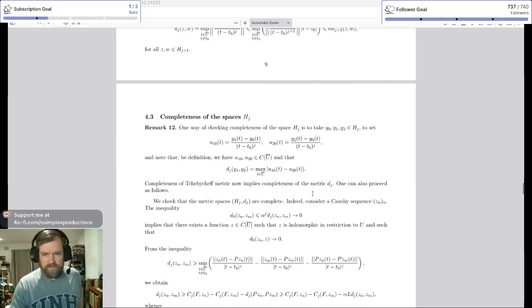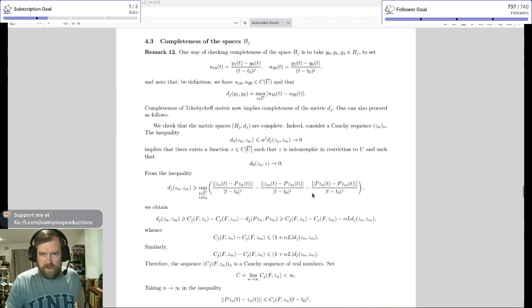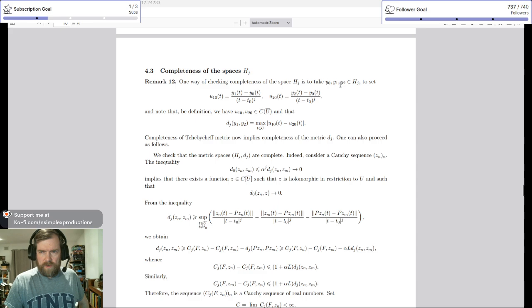Completeness. Take y0, y1, y2 in h sub j to set the following. We already did that up above. We have u sub 10, u sub 20, c of u bar. Completeness of Chebyshev metric now implies completeness of metric d sub j.